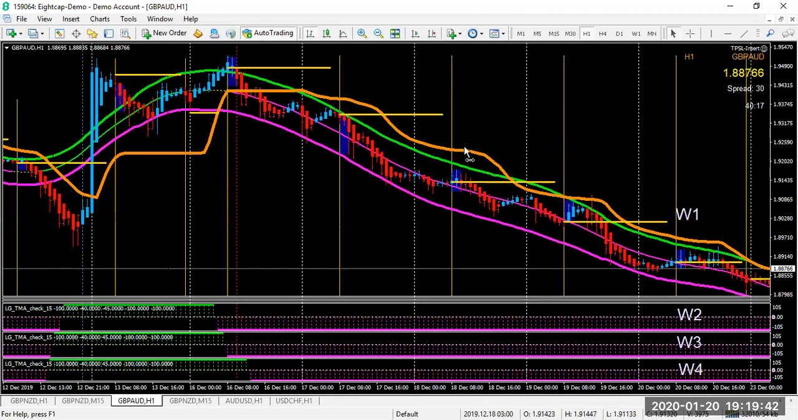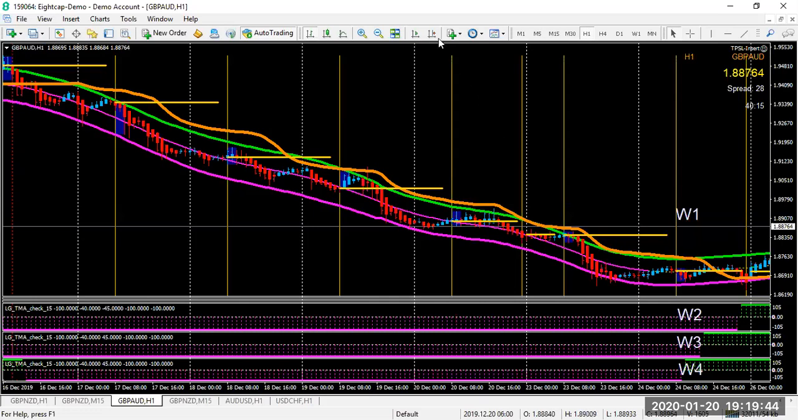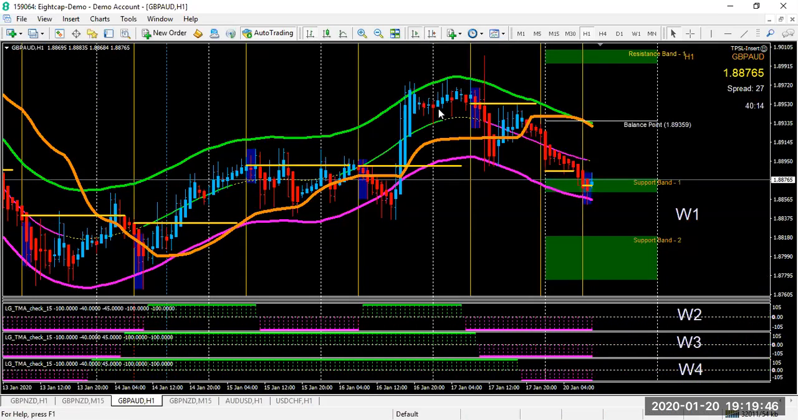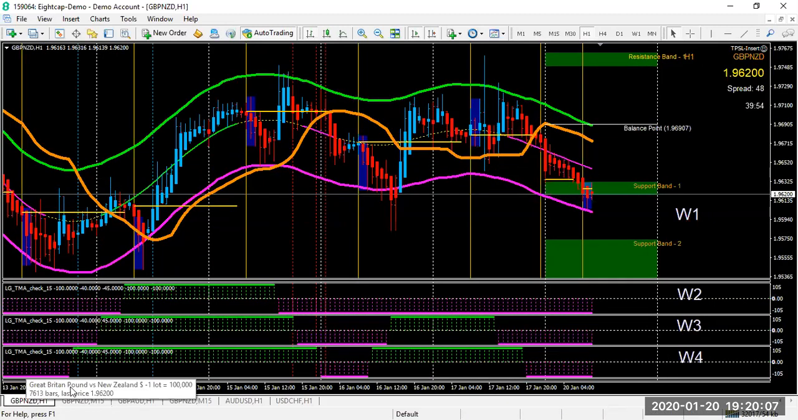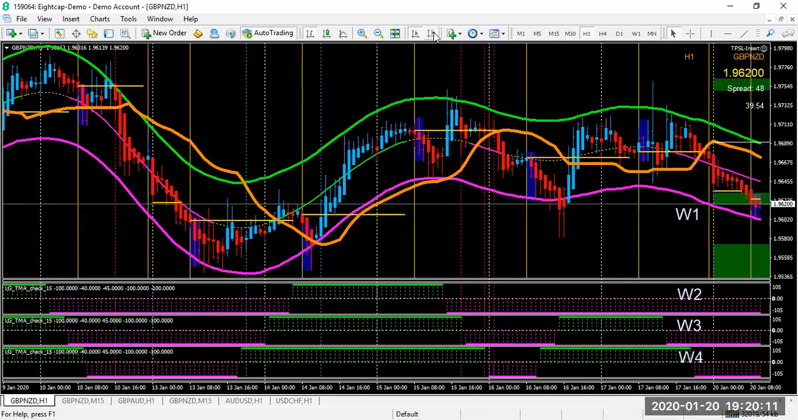So yeah, this particular template doesn't really care what you think. It's just saying what's there and whether you can enter or not. And if you can enter, there's very straight rules about what you have to do. I would expect, is there any questions? Yeah, no. So this is pound Aussie. Pound New Zealand.